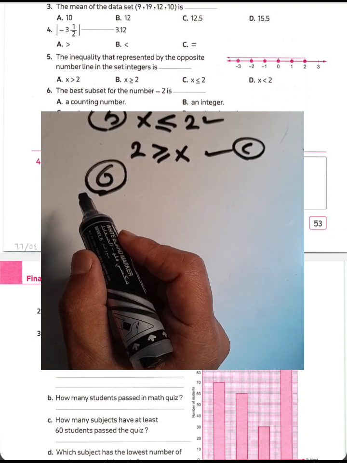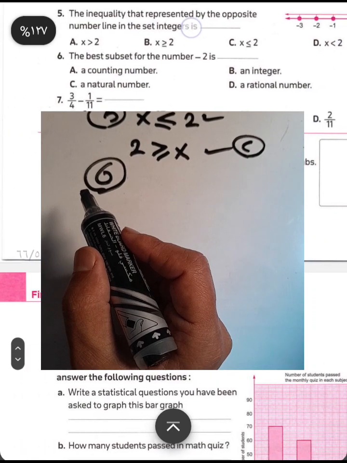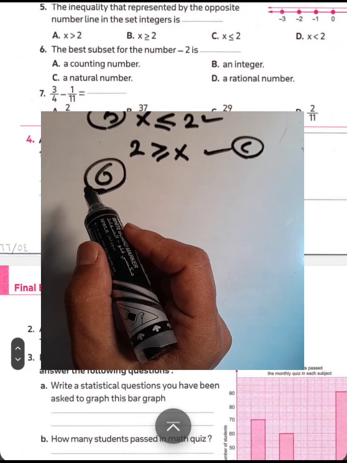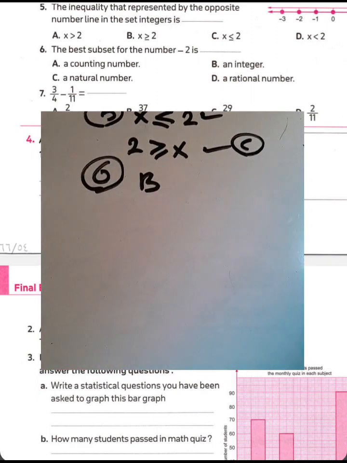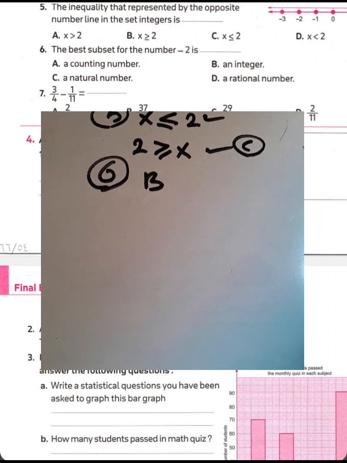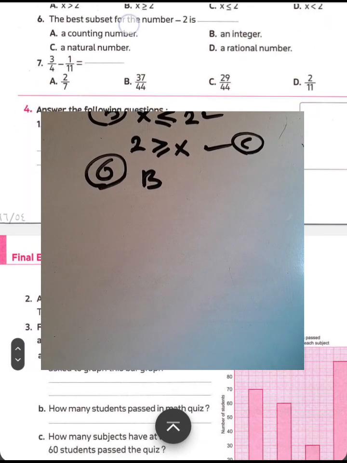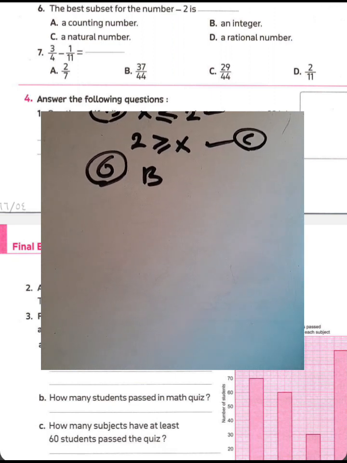The best subset for the number negative 2 is integer. Negative 2 belonging to a set of integers. Choose letter B: negative 2 is an element of the set of integers. The best set for the number negative 2 will be integers. Okay, understood? Integer numbers are negative and positive and 0.